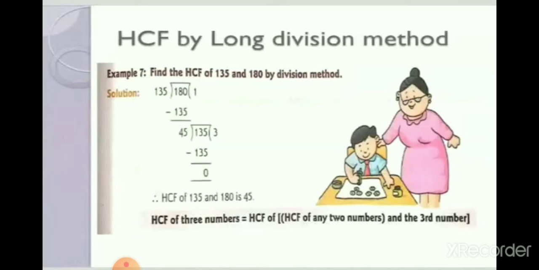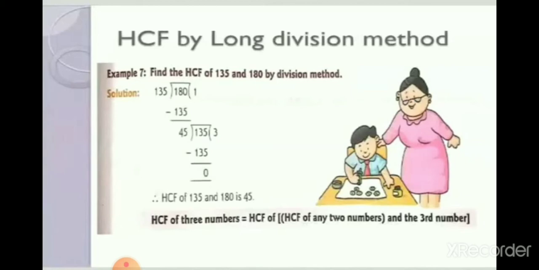We will take 135 one time, because two times will give a multiple greater than 180. Now we will subtract 135 from 180 and we will be left with the remainder 45. Now the remainder will become the divisor and the divisor becomes the dividend. So now we will take 45 three times and we get 135. So now our remainder is 0.